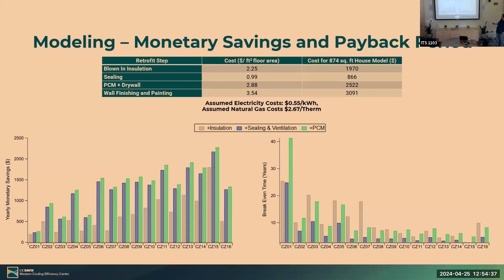But overall, you can still see that you get paybacks eventually. For places like CC1, maybe it's not worth it. You've got the 40+ year break-even time, but going down to like CC15, your break-even time is less than 5.